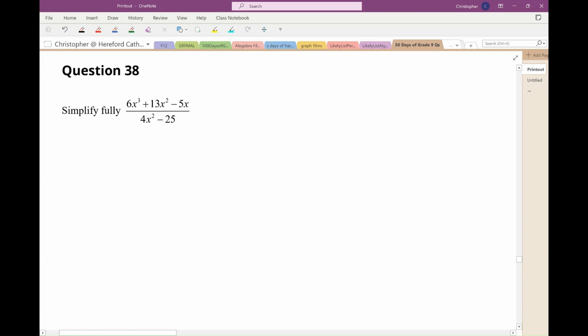Question 38. I've got to simplify this fraction. The first thing I'm going to do is look to factorise the top and the bottom. At the top here I can take out an x, which is going to leave me with 6x squared plus 13x minus 5, and I'm thinking that I'll be able to factorise that quadratic again. I'll leave it shaded in yellow for the moment, and that is all over. Now what have I got here? This is the difference of two squares. 4x squared minus 25, so that's going to be 2x plus 5, 2x minus 5.